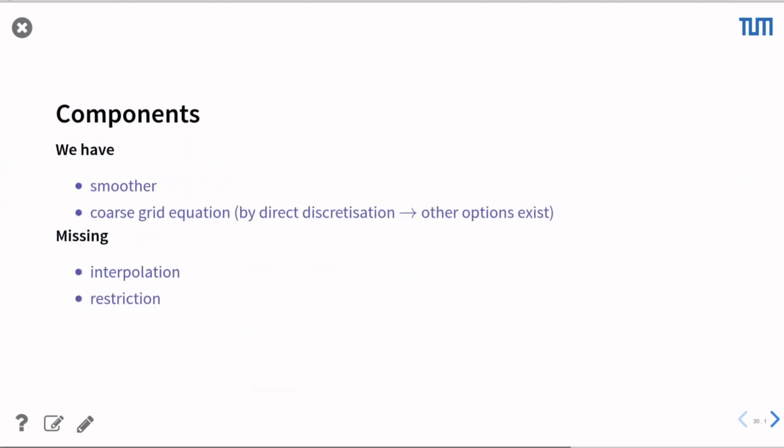So that's just saying this again. We have the following components. We have the smoother, we have the coarse grid equation, but we're still missing the interpolation and the restriction.